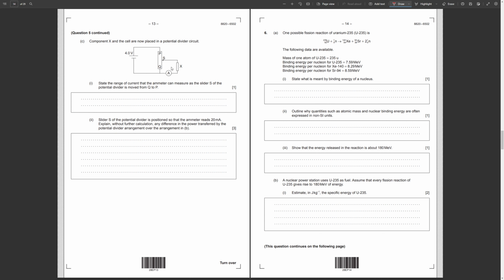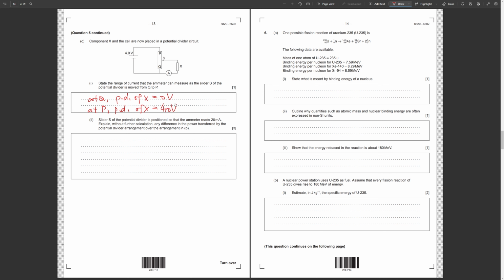Part C, we have a potential divider. This slider may point at Q, may point at P. When the slider is at Q, then the PD of X is 0 volts because at that moment, X will be just going across the ideal wire. And when it is at P, the PD of X will be going across your power supply and going across the entire PQ as well. Then the voltage of it will be 4.0 volts.